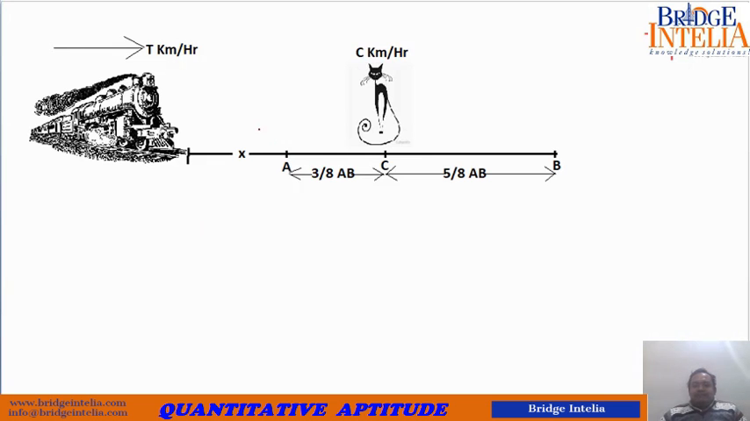So here is the diagram. These are the two end points of the tunnel, A and B. Let's assume the total distance to be 8x. Why are you assuming this to be equal to 8x? Because we need to find 3 by 8, so it's convenient if we make it a multiple of 8. So the distance between A and B can be written as 8x. This distance is 3x and this distance is 5x.